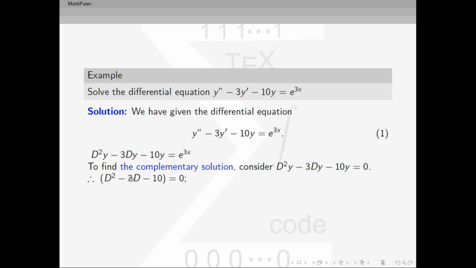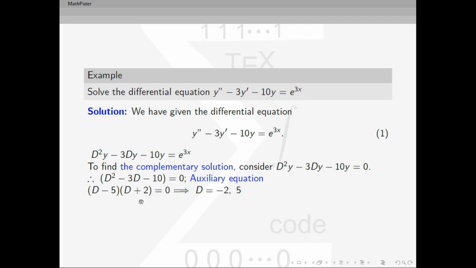So we must have d square minus 3d minus 10 equal to 0. We factorize this; this is known as the auxiliary equation. Now no need to repeat this every time. The factorization is (d minus 5)(d plus 2) equal to 0. So we have two roots, minus 2 and 5. These two are real roots and unequal. So how do we design the solution?